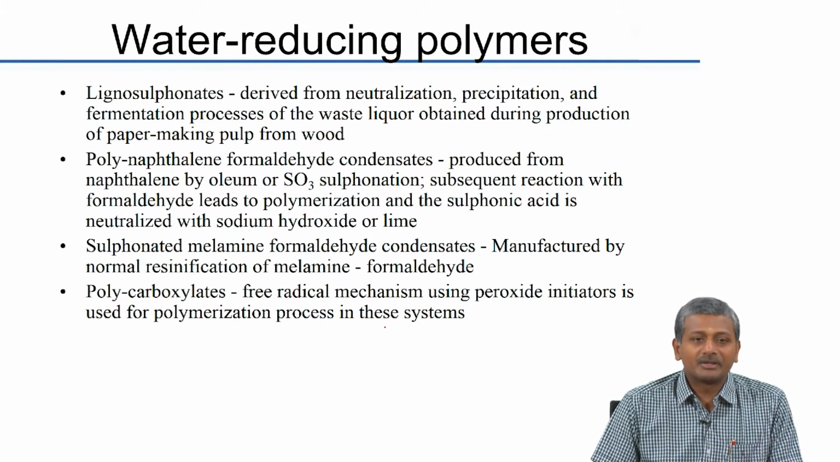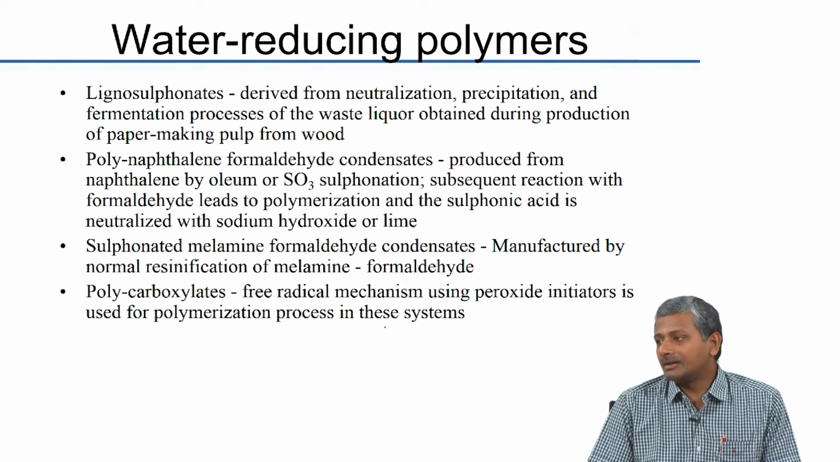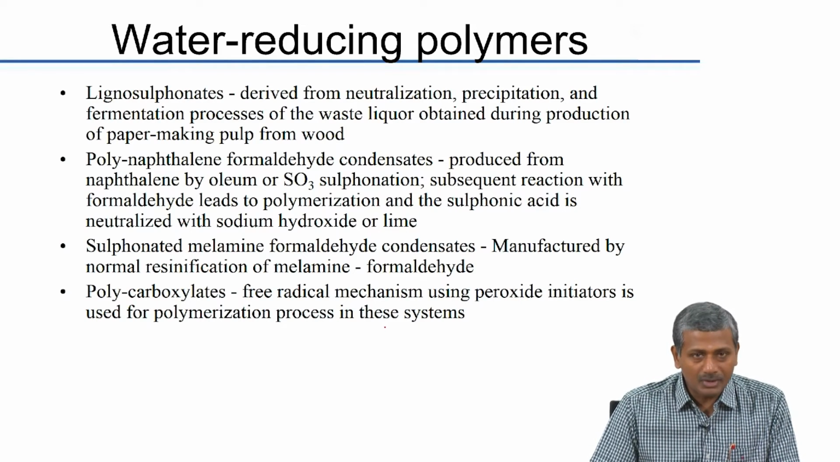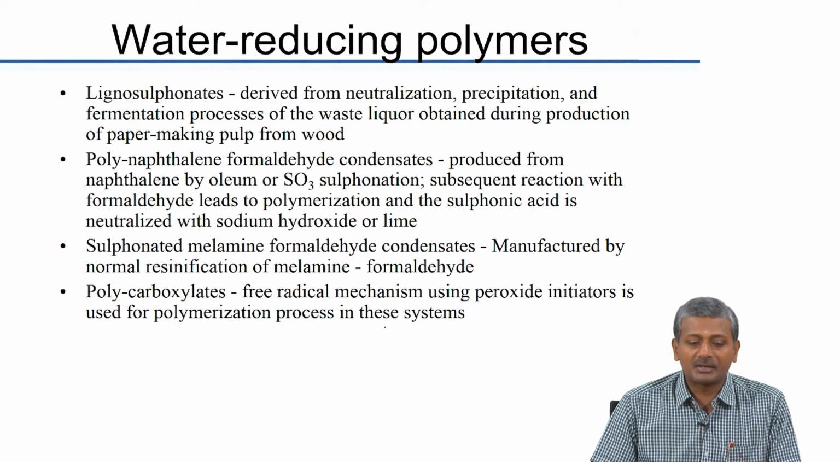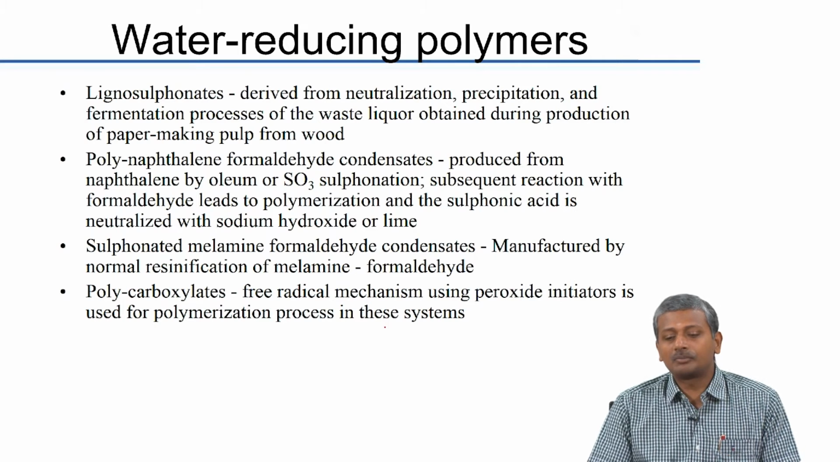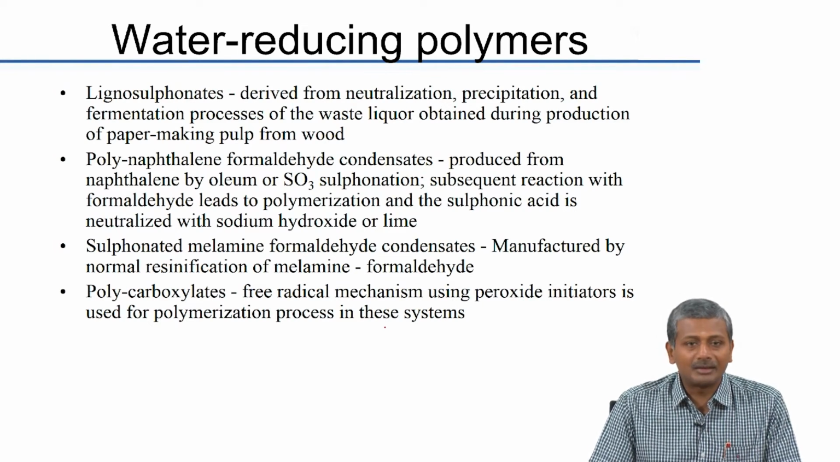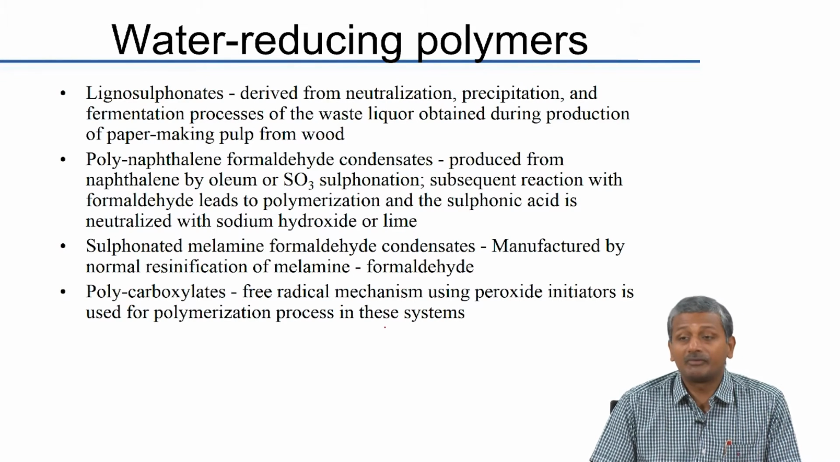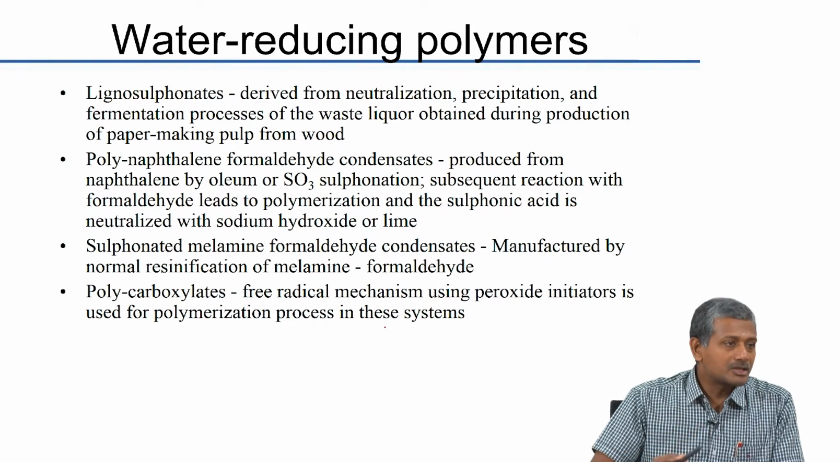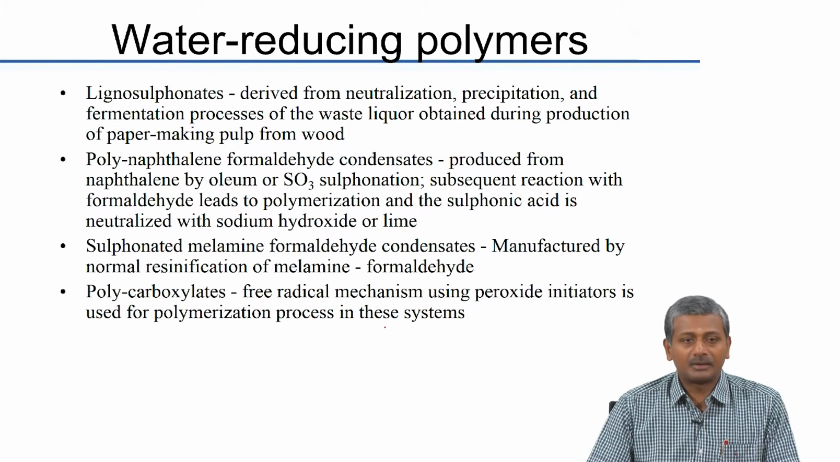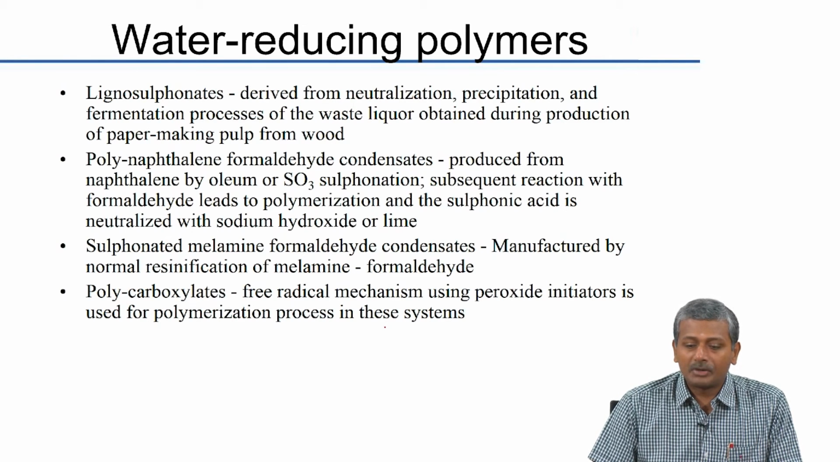I mean, this is not something that we look at a lot in terms of civil engineering, but just to get an understanding of where these are coming from. Lignosulfonates, as you rightly expect, are coming from the paper processing industry. So essentially the waste liquor obtained during production of paper making pulp from wood, that has a lot of lignin, and that is where we get this lignosulfonate. We get the lignin of course, and then there are reactions where you change the structure of the lignin by sulfonating it.